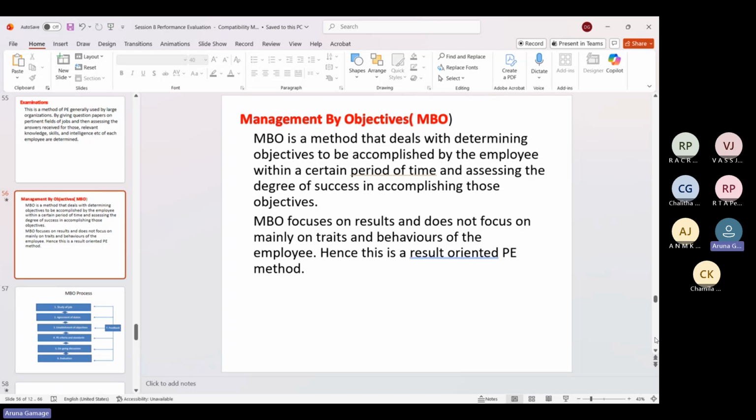To what extent? Focus on results. It does not focus mainly on traits or behaviors of the employee. So this is a results-oriented performance evaluation. Evaluation is made only based on results.